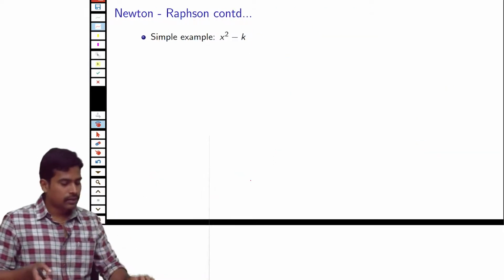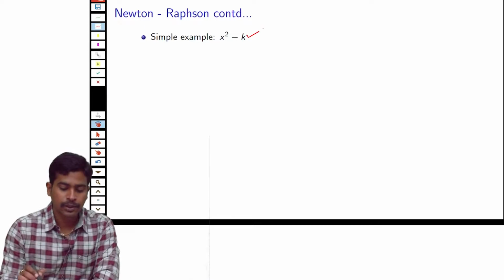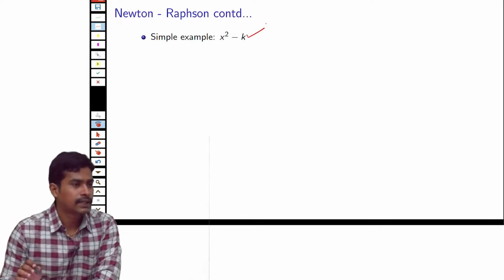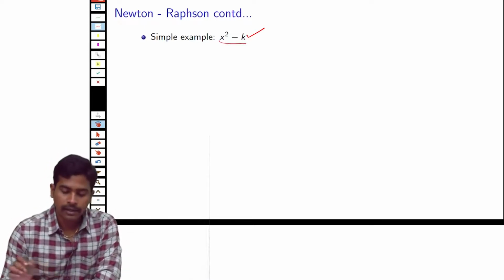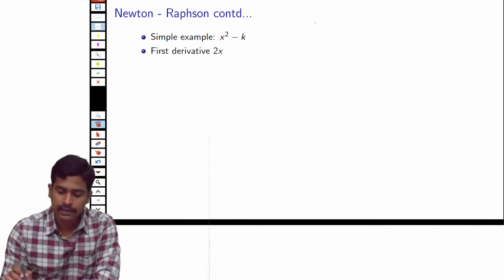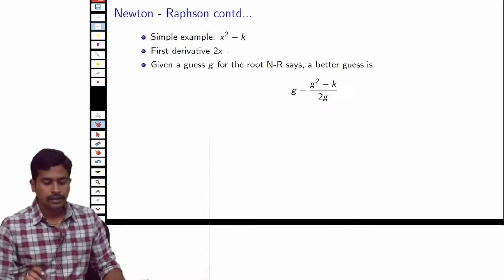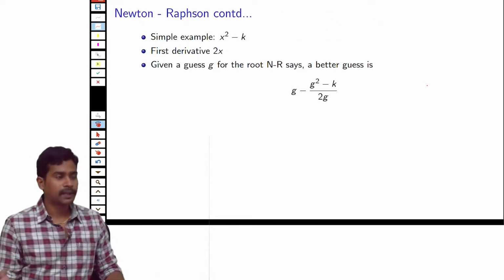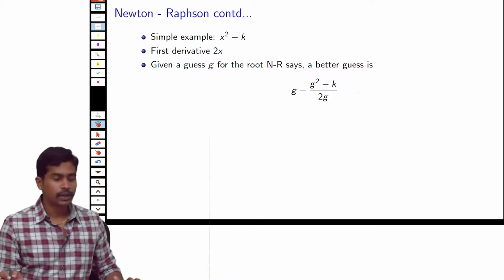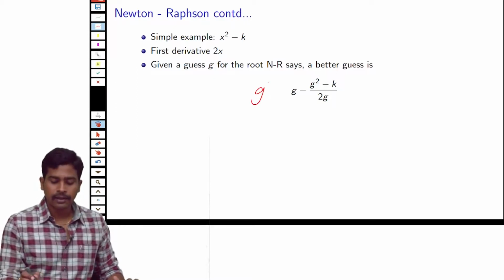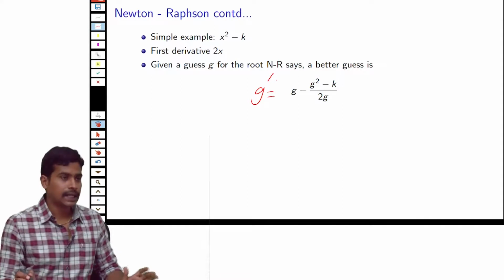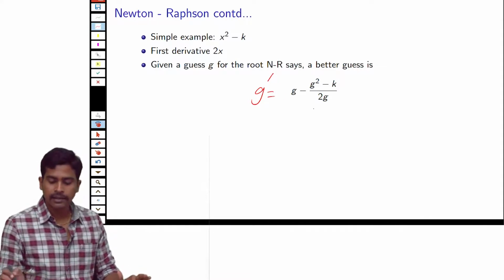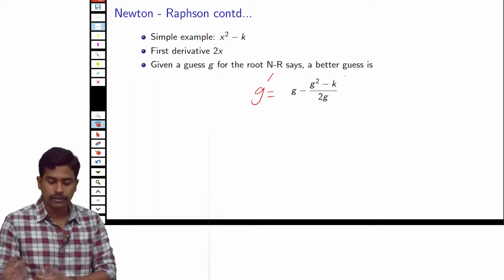Okay. So as we have seen before, let us say k is your given number and you want to calculate its square root. For this we have to use the equation x square minus k equals 0. This is our p of x, and the derivative of p of x, p dash of x, equals 2x, right. So now according to the Newton-Raphson method, if you have a guess, you can have a better guess g dash equals g minus (g square minus k) divided by 2g. So this equation.